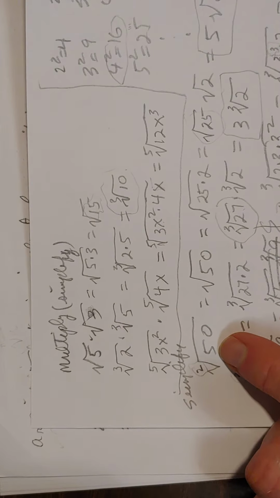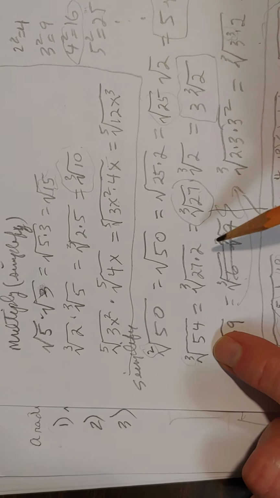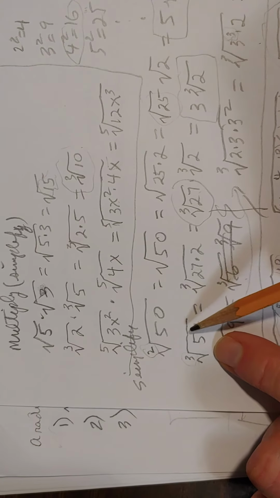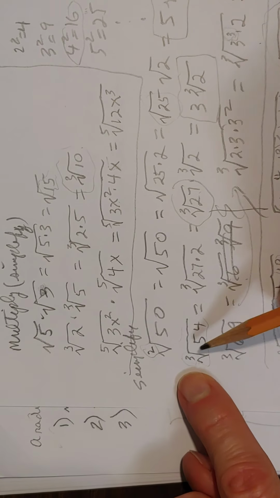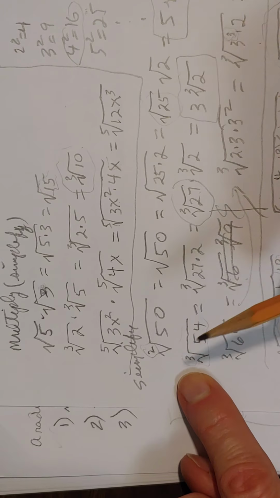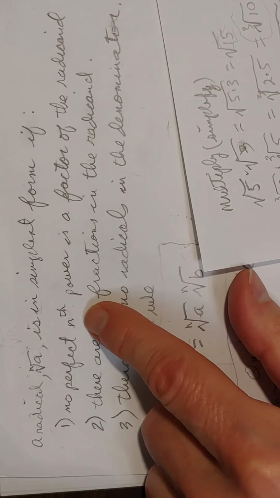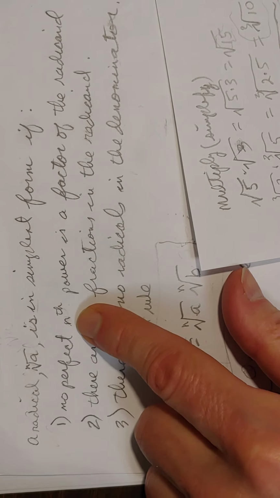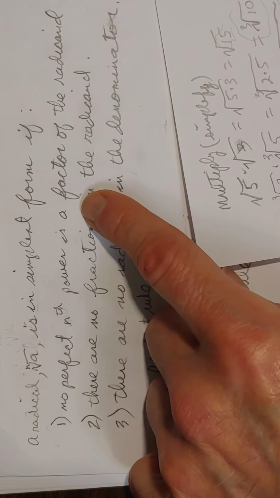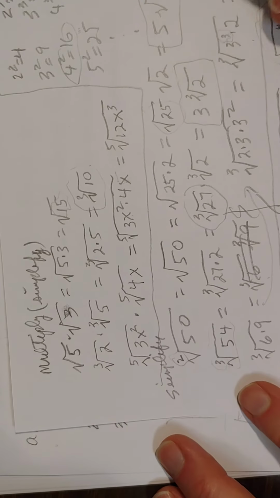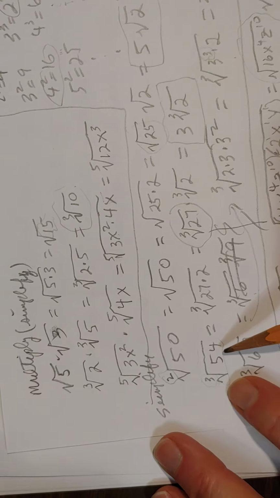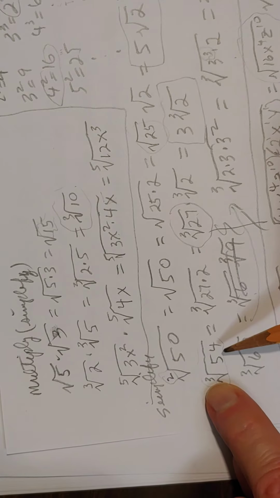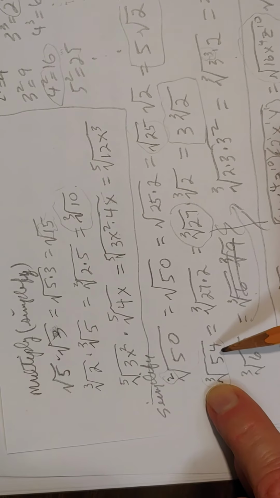Same thing with something simple like this, let's do the cube root of 54. This is not in simplest form because there's a perfect cube, 27. The index is 3. If it's an nth root and any perfect nth power is a factor of the radicand, it's not in simplest form. 27 is a perfect cube. See, the index is 3, so if any perfect cubes divide this, it's not in simplest form.